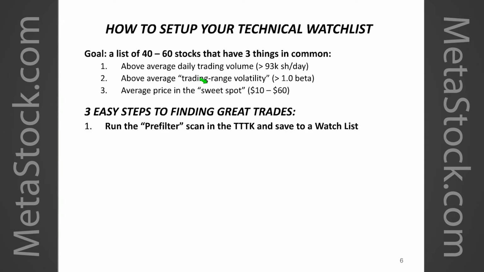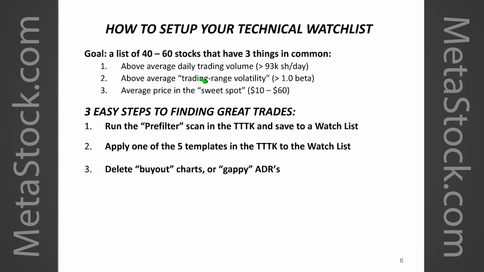3 easy steps for finding these sorts of stocks. You want to run that pre-filter scan in the Trend Trading Toolkit that I just mentioned. Save those stocks to a watch list. You'll want to apply one of the 5 templates. You're going to have 5 chart templates in the Trend Trading Toolkit. These were pre-designed by me with Jeff's help to fit the different systems that we have there. So you can apply any one of those to all the charts in your watch list.